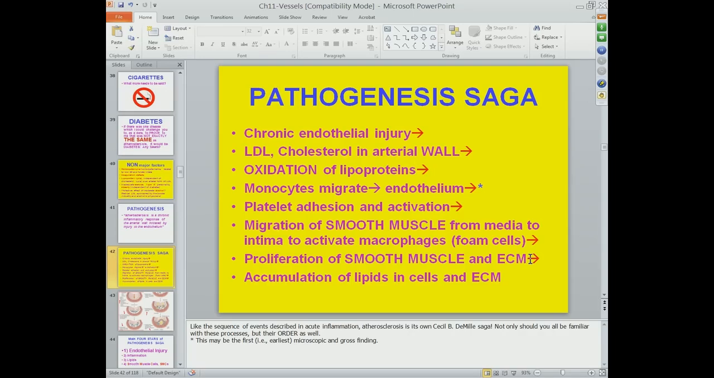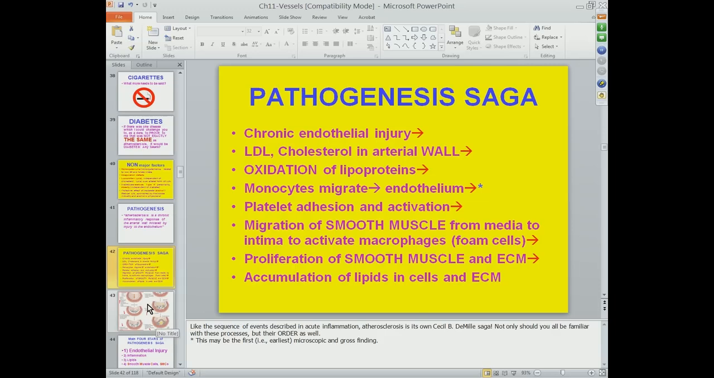And this is the saga. It's a rather linear chain of events. In other words, every one of these little bullet points doesn't usually happen unless the previous ones do. And remember, by the time those monocytes migrate in, there's already been oxidation of lipoproteins, there's already been some cholesterol in the wall, and there's been, absolutely the very earliest thing, chronic endothelial injury.